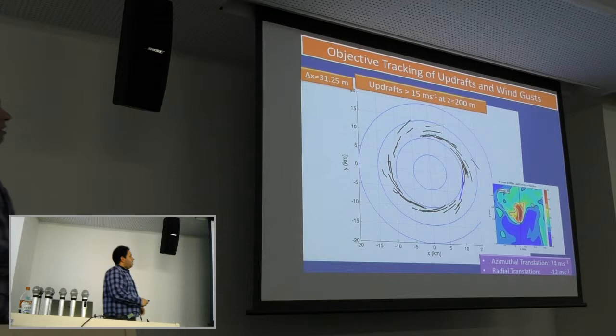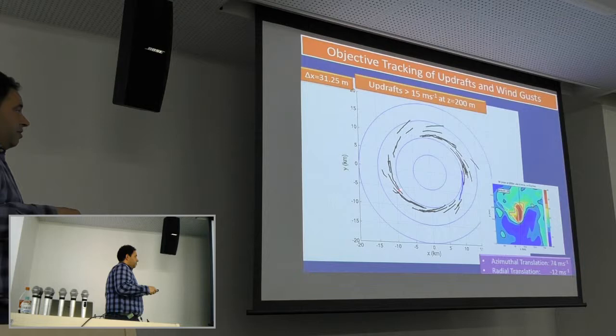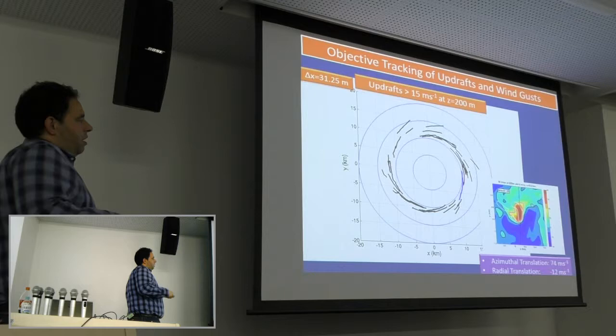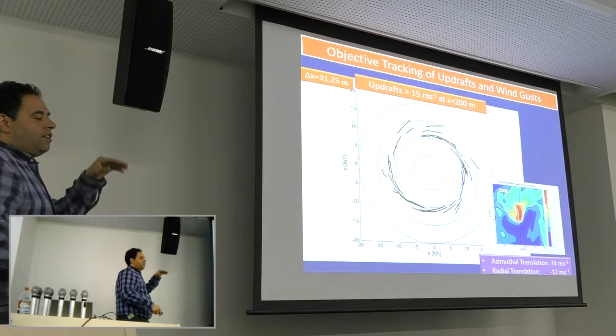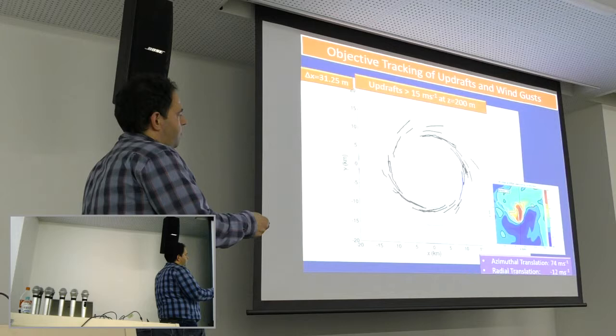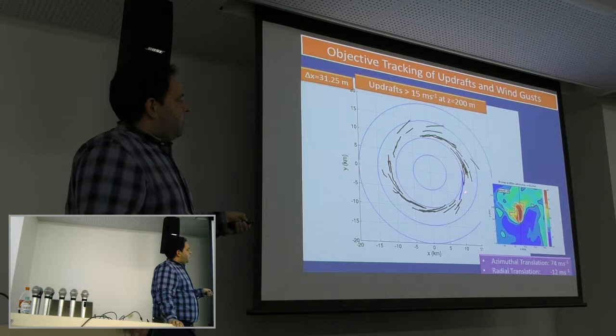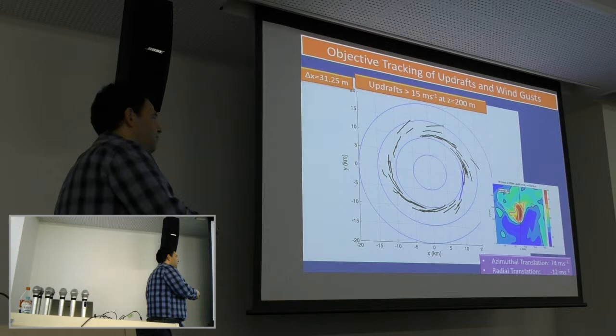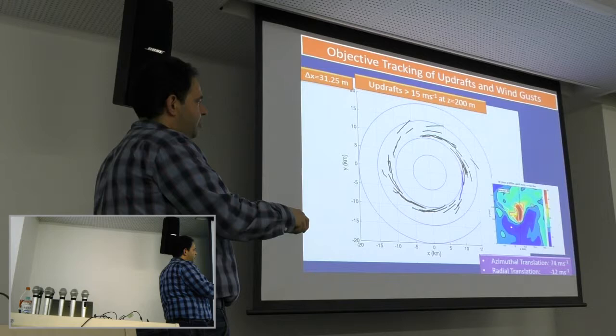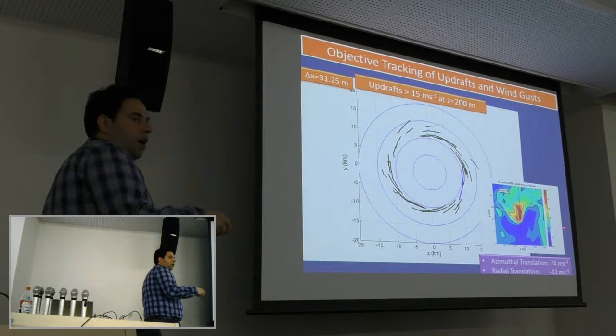And this is from the 31 meter grid spacing simulation. We can track the updrafts by finding the peak vertical velocity and taking a threshold contour of vertical velocity and finding it at each consecutive time and tracking it. So these black curves show the track of updrafts at 200 meters height at a specific time that I chose. And the blue line is a specific updraft, I believe the strongest updraft at this time, that I chose to focus on. And this plot on the right here is a horizontal cross section of vertical velocity at 200 meters height, showing a 45 meter per second updraft, so incredibly strong.